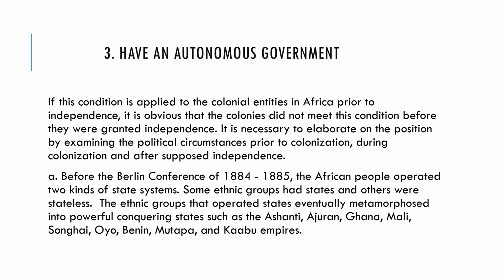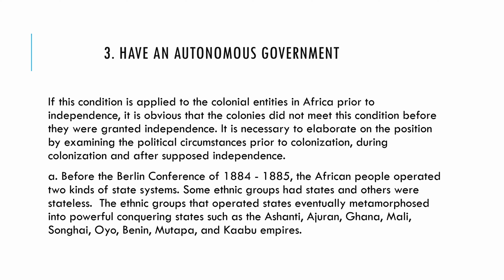If this condition is applied to the colonial entities in Africa prior to independence, it is obvious that the colonies did not meet this condition before they were granted independence. It is necessary to elaborate on the position by examining the political circumstances prior to colonization, during colonization, and after supposed independence. Before the Berlin Conference of 1884-1885, the African people operated two kinds of state systems. Some ethnic groups had states and others were stateless.